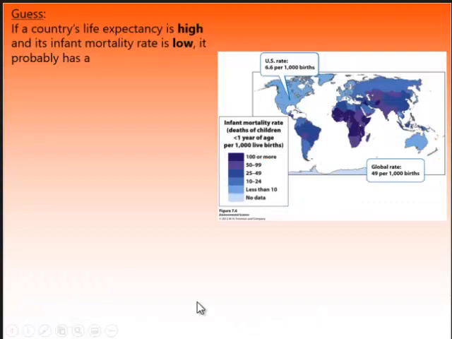Okay, so a little more about infant mortality. My mouse isn't working right, sorry.